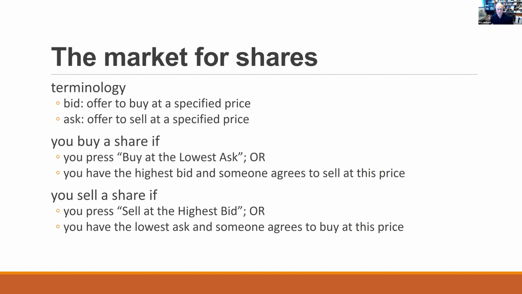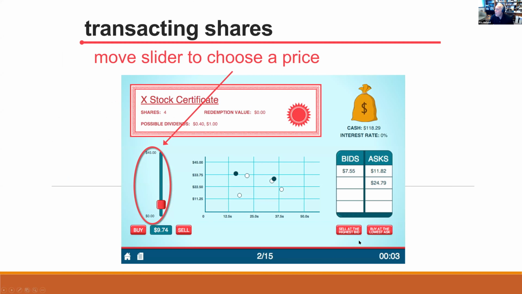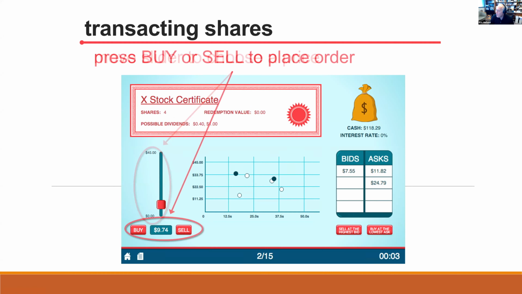Now, if that all sounds mysterious, don't worry. You'll figure it out really, really quickly. The students do as well. There's a lot of randomness in the first period where the students are confused, at which point it usually goes pretty well. Okay, so this is the lever that tells you how to choose a price. You'll see that, and then you can press buy or sell at that price, depending.